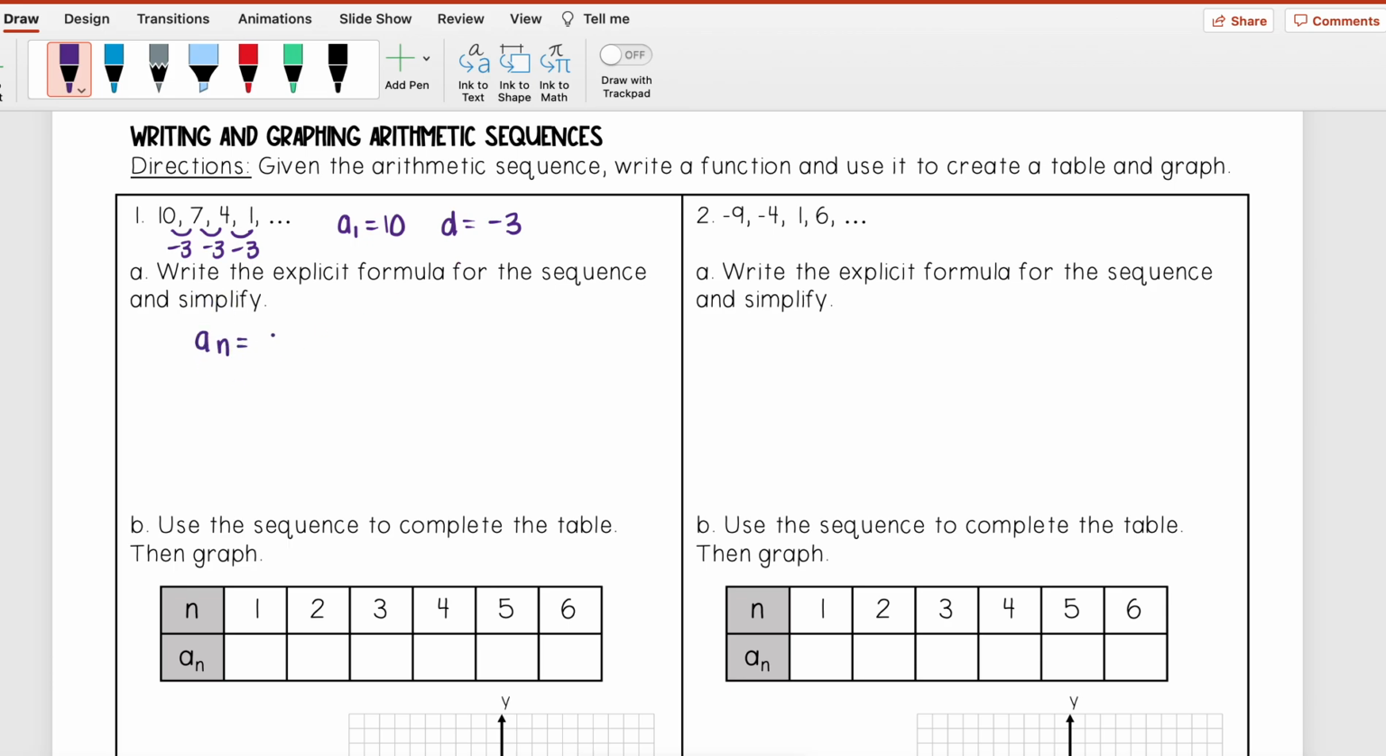So now I need to plug that into my explicit formula, which is an is equal to a1 plus n minus 1 times d. Well, my first term is the 10. And then d, my common difference, is -3. So this is an okay form to write your arithmetic sequence in, but I want this to be simplified. So I'm going to go ahead and distribute. And so I get that an is equal to 10 minus 3n plus 3. And so an is equal to -3n plus 13.